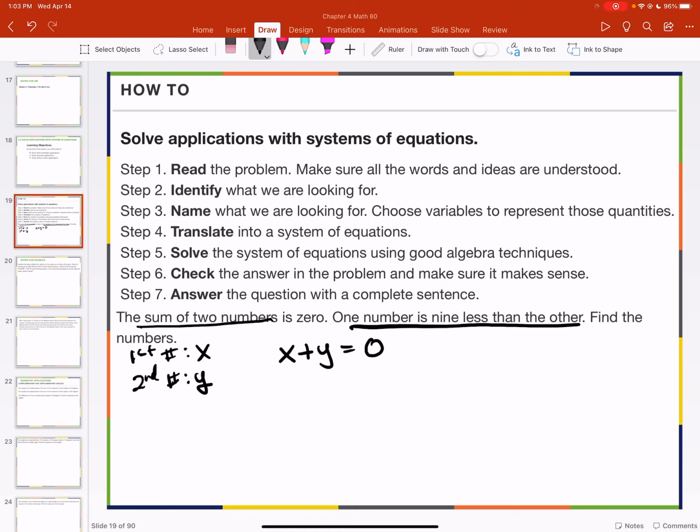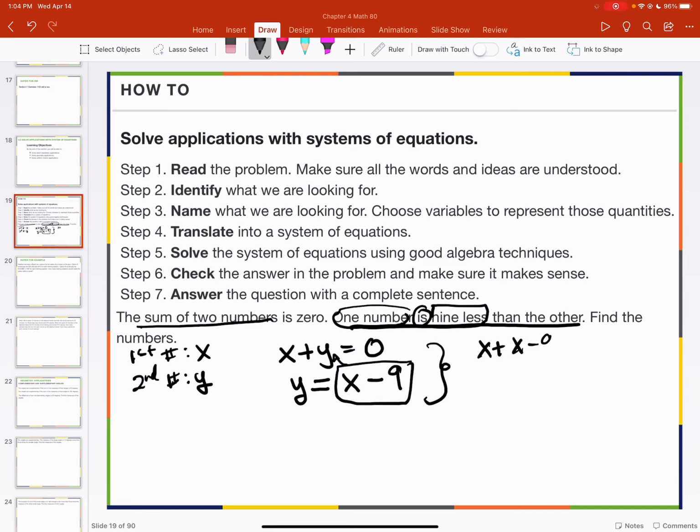One of the numbers, let's just say y. So one number, that's y, is, the word "is" directly translated means equals, 9 less, that means you're going to subtract 9 from it, than the other number, and the other number is x. So this sentence, in symbols, we would write y is equal to x minus 9. So now we have a system of equations. I'm going to take this, since it's equivalent to y, and substitute it into the other equation. So that gives me x plus x minus 9 is equal to 0.